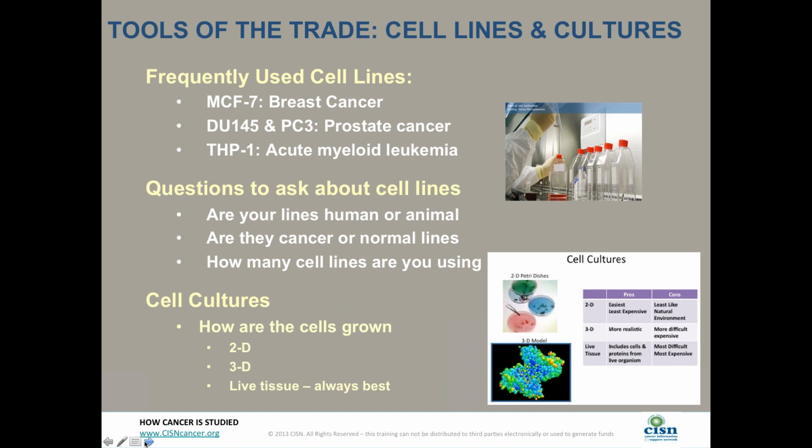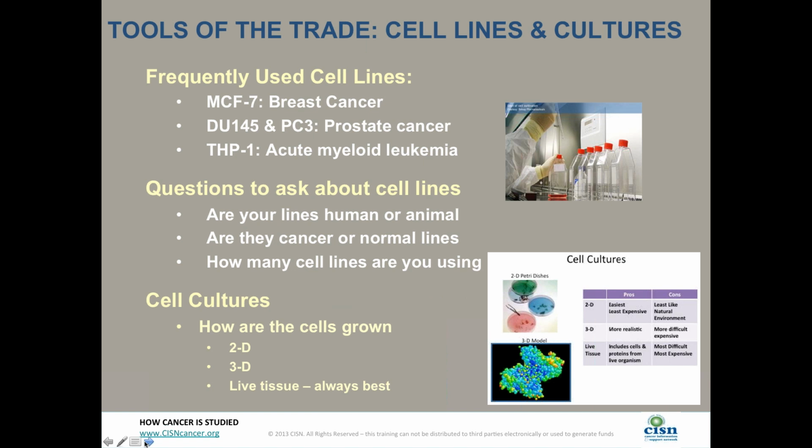So let's talk a little bit more about cell lines. These are just a few. MCF7 is the big breast cancer one. There's a couple prostate ones listed here, and acute myeloid leukemia. There are other ones, but because of space on a slide, I picked a few.